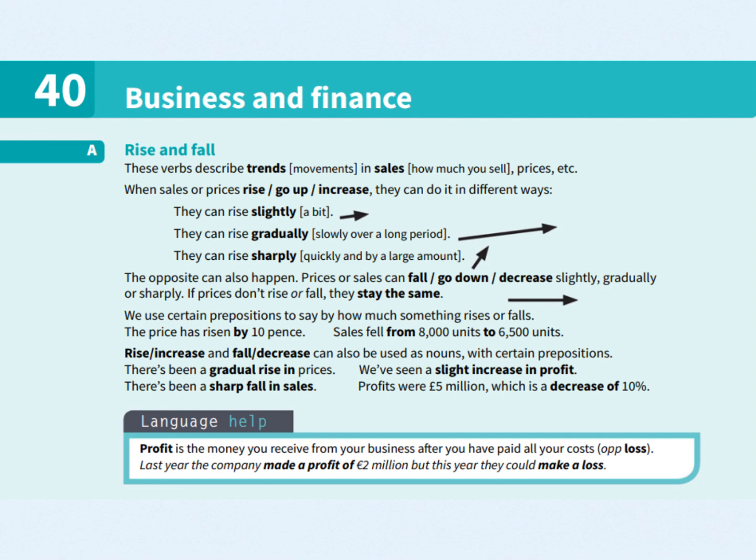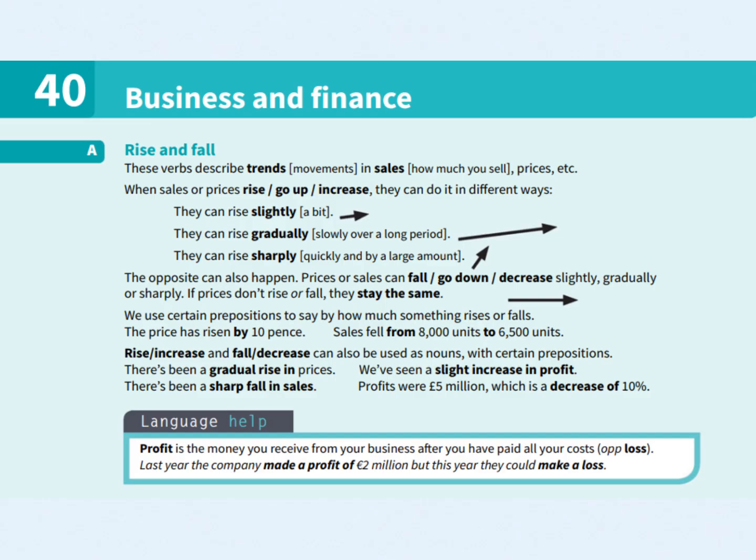We have seen a slight increase in profit. A slight increase is a small increase. There has been a sharp fall in sales. A sharp fall is a large and rapid decrease. We can use of before the amount of a change. For example, profits were £5 million, which is a decrease of 10%.